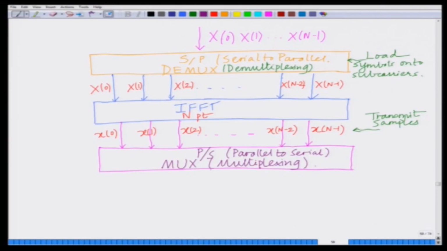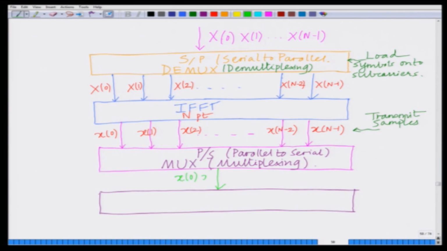So, what you do here is you generate your serial transmit stream. What I am doing here is generating my serial transmit stream, that is small x0, small x1, small x2, up to small x N minus 2, small x N minus 1.